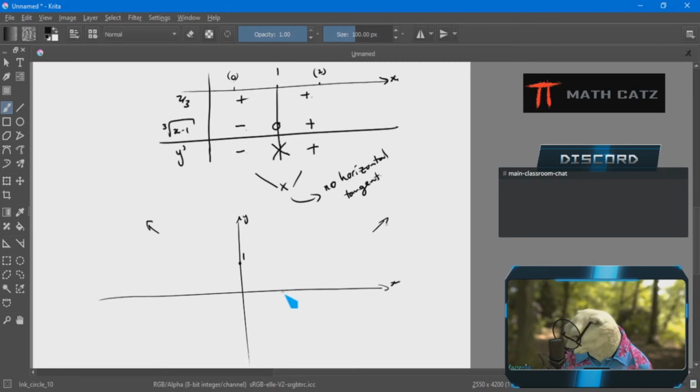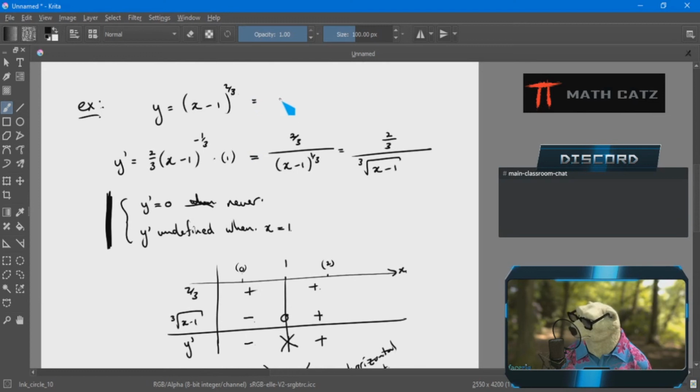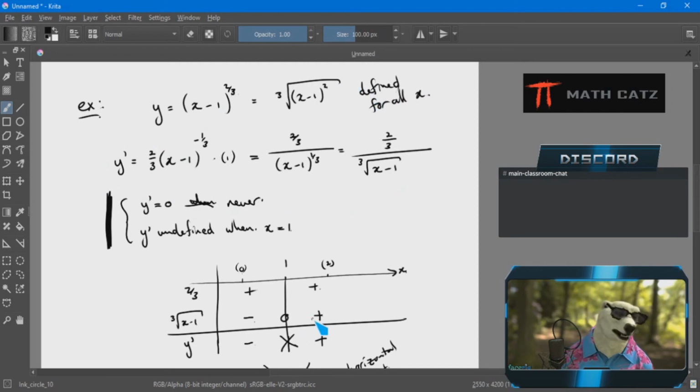And obviously something is happening at 1. Something unpleasant is happening at 1. The derivative is undefined. Yet, because I can see this as the cube root of x minus 1 squared, cube root is defined everywhere, this function is defined for all x values. So the function has no problem with any x values. It's the derivative that has a problem.